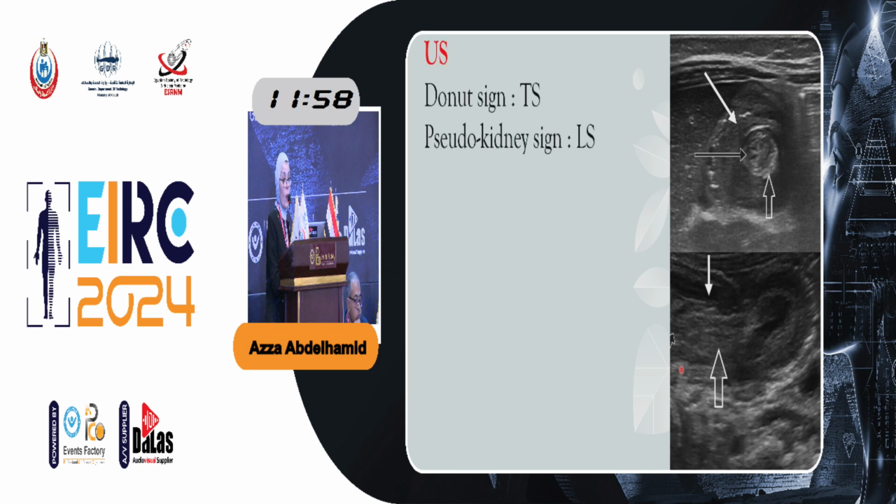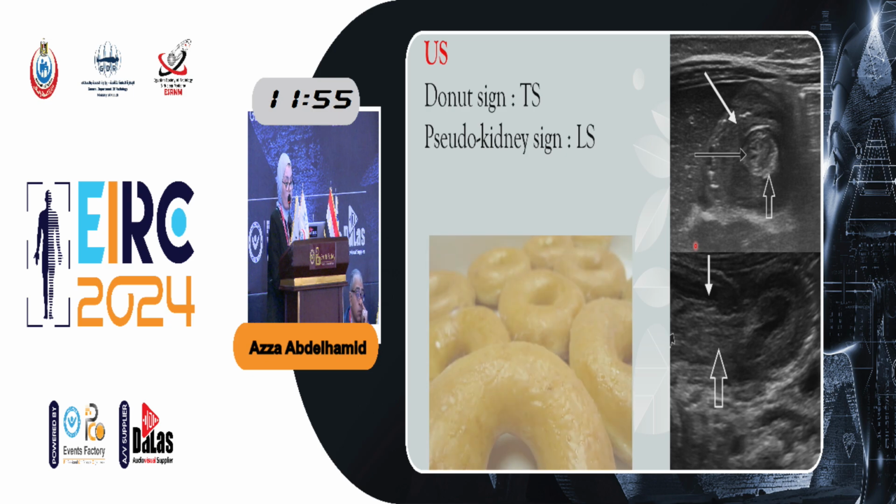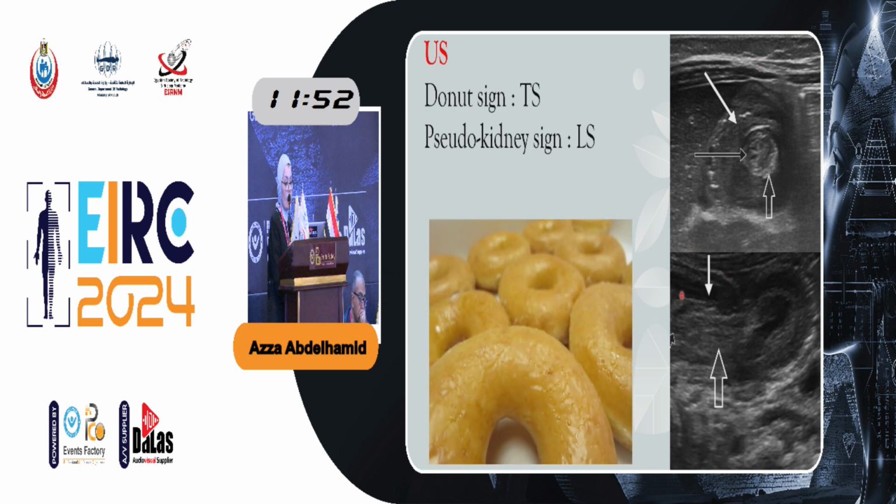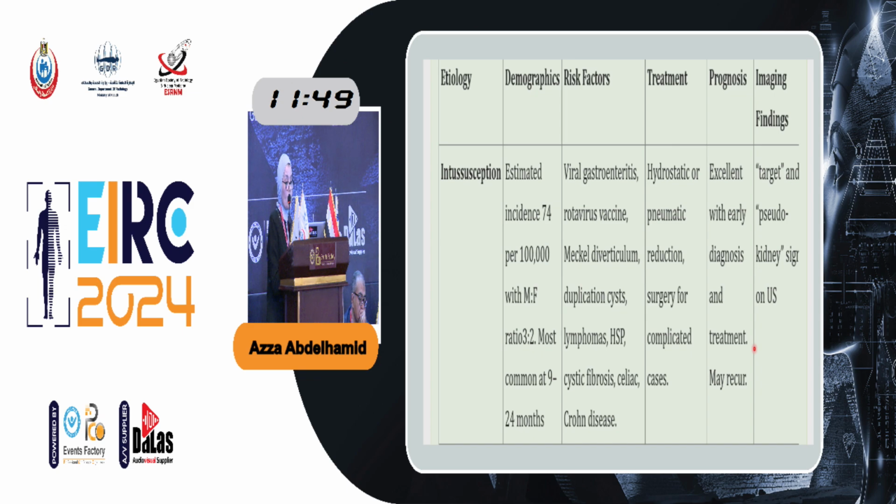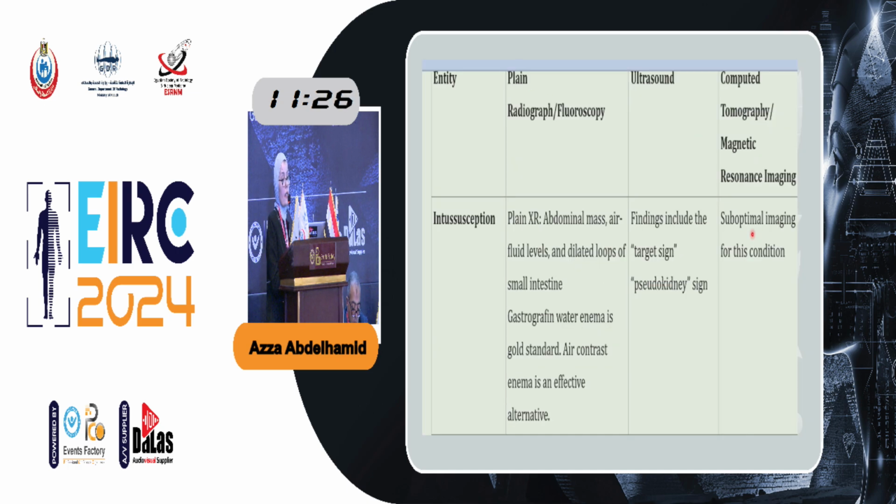This is bowel within bowel. The donut sign with the transverse image, while the pseudo-kidney sign with the longitudinal image. So the intussusception usually presents at 9 to 24 months. These are the risk factors: viral gastroenteritis, rotavirus vaccine, Meckel duplication, lymphomas, cystic fibrosis, and so on. Treatment could be hydrostatic or pneumatic reduction. Prognosis is excellent. And of course, ultrasound is the modality of choice, but it can also be diagnosed with radiography, fluoroscopy for therapy, and CT.